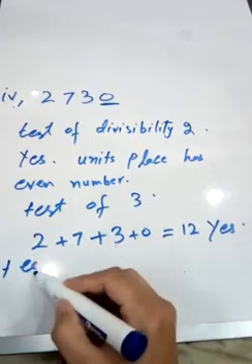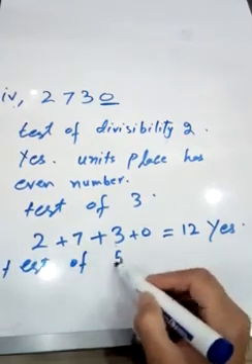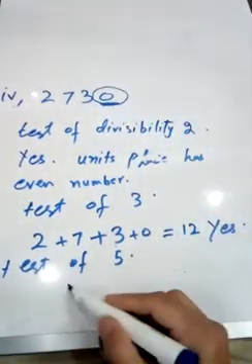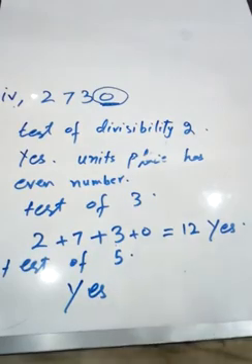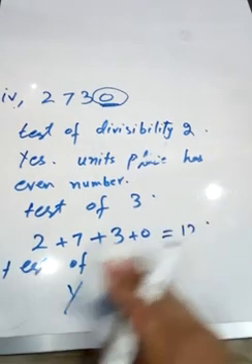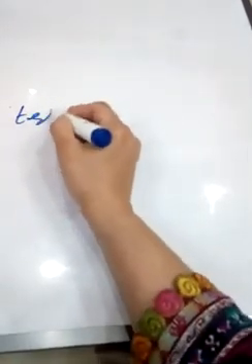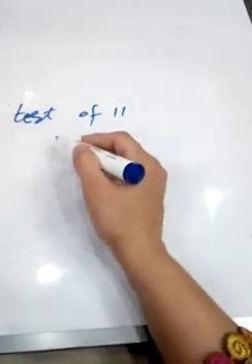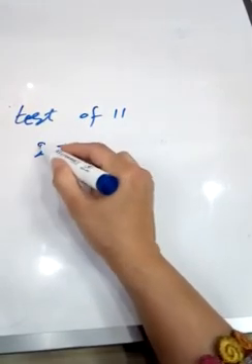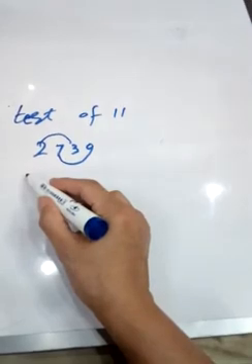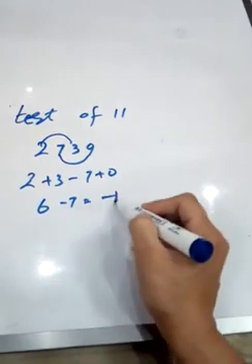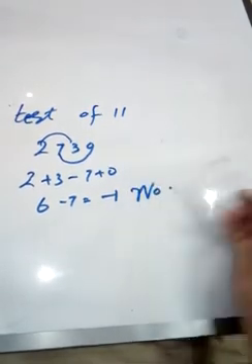Now the test of divisibility of 5. For 5 we know very well that we have 0 on the ones place, so yes, it is divisible by 5. Now the test of divisibility of 11. You can write the test of divisibility of 11 as well. For 2730, add the alternate values and find the difference: 2 plus 3 minus 7 plus 0. It is 6 minus 7, it is also minus 1. So it means no, it is not divisible by 11.